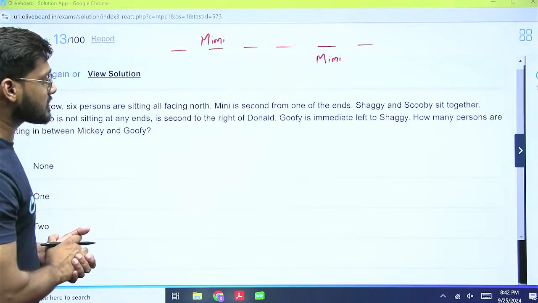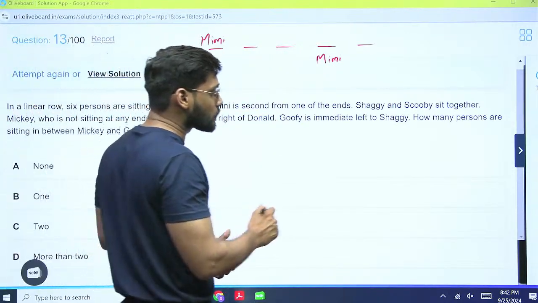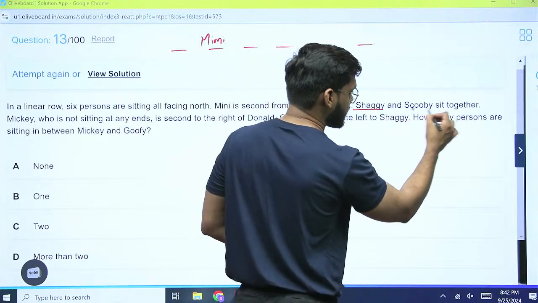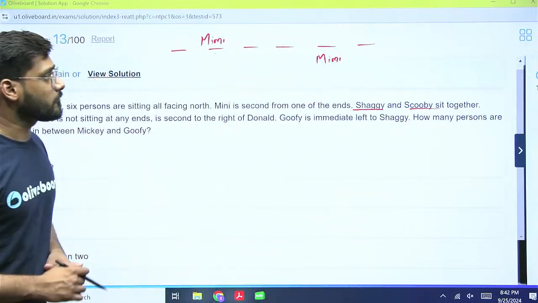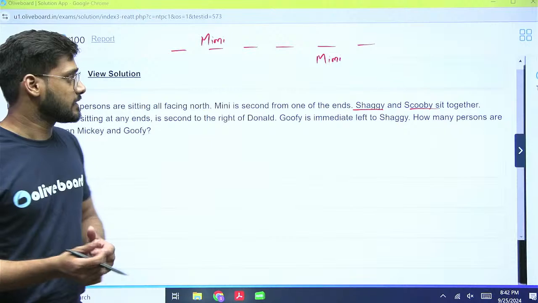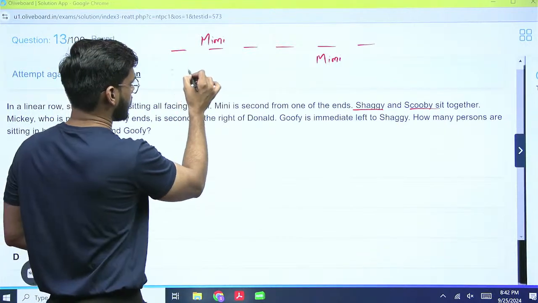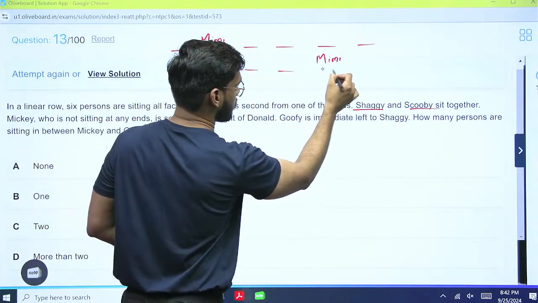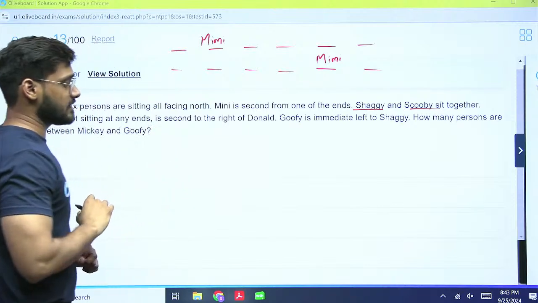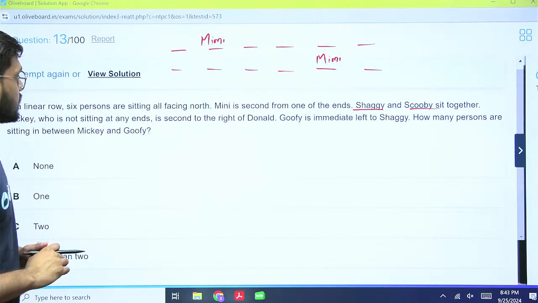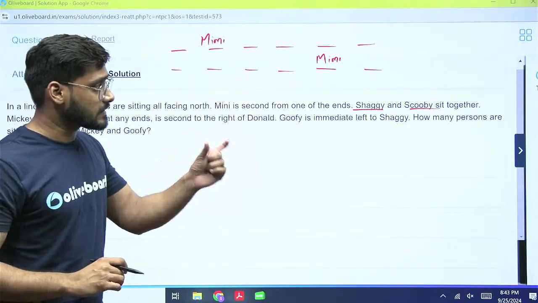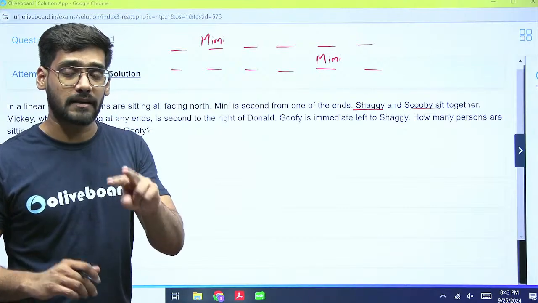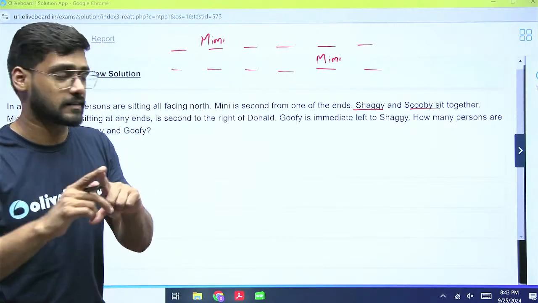Here in the next line it is given Shaggy and Scooby sit together. So if Shaggy and Scooby sit together, then, 1, 2, 3, 4, 5 and 6. It means they both will come at consecutive positions next to each other, right?